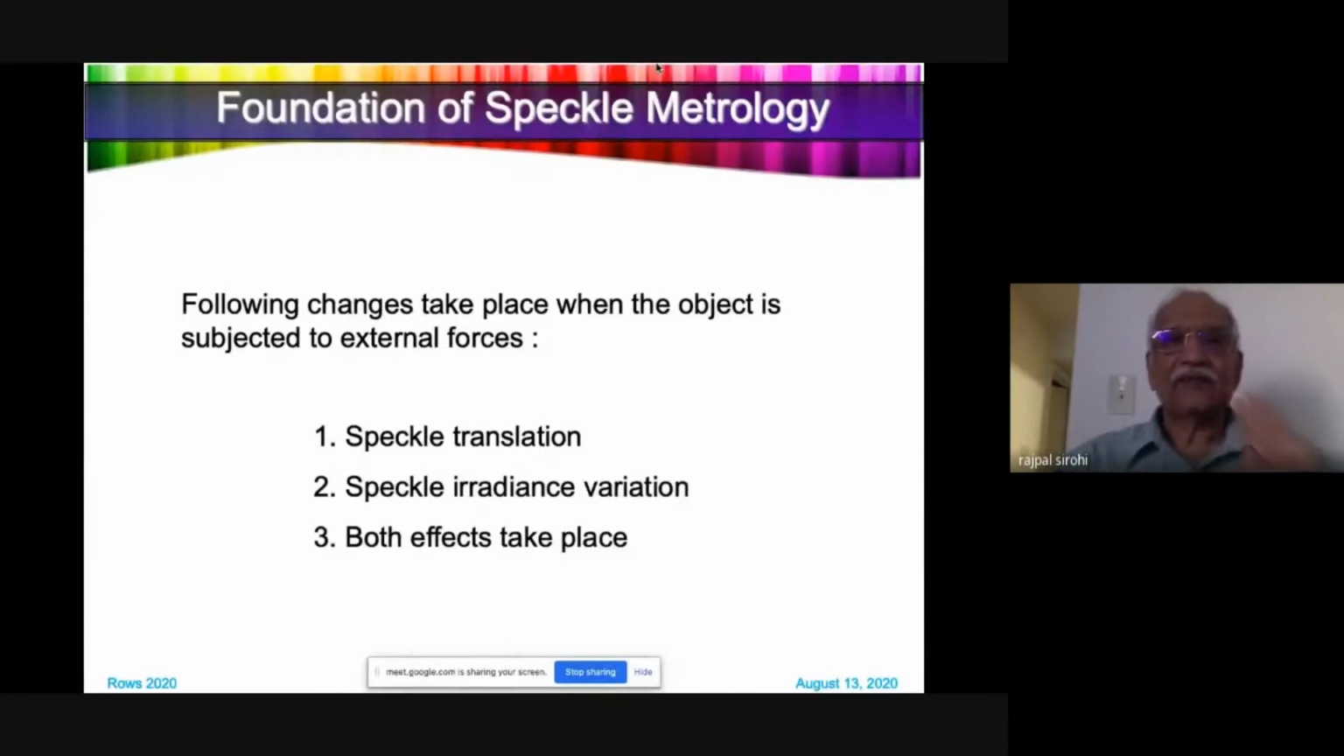Now, what happens when the object is subjected to external forces? An external force may be such that it simply moves the object, or an external force could be such that it deforms it. Three things may happen. The speckle itself may move, and it does happen when we move the object bodily. The speckle irradiance changes, since the speckle is formed by multiple wave interference, and the moment I deform the object, I change the relative position of the scattering centers, and thereby the phases of these waves, and hence the speckle irradiance will vary. And both these effects take place. We usually avoid this last situation for doing the measurement, but in some cases we cannot, and we have to live with it.